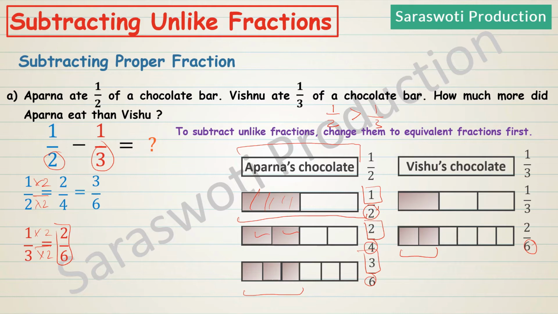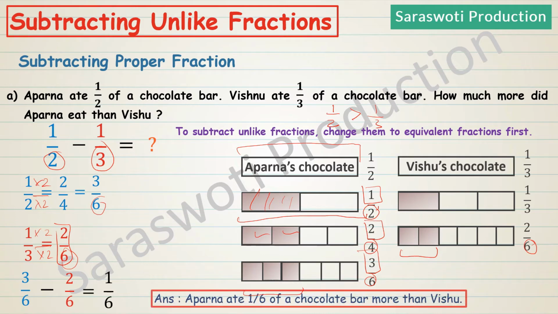So our main objective of finding the equivalent fraction of both 1 by 2 and 1 by 3 was to make sure that they have the same common denominator, 6 and 6. And now we can easily subtract them. 3 by 6 minus 2 by 6 gives me 1 by 6. And the answer would be Arpana ate 1/6 of a chocolate bar more than Vishu.